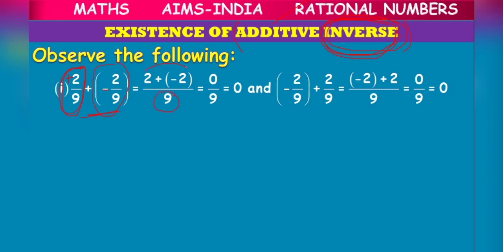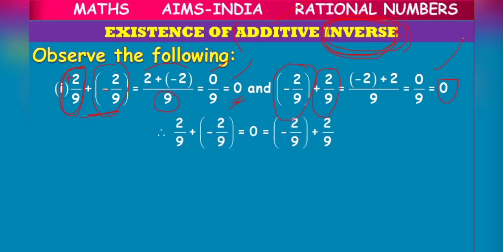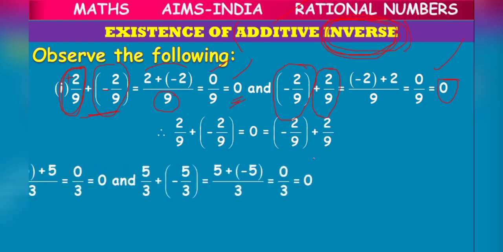2 plus minus 2 cancels. We will get 0 by 9, whose value will be 0. Or if I have minus 2 by 9 and I change the sign, I will have plus 2 by 9. If I add both of them, then the result will be 0. So what does it mean?